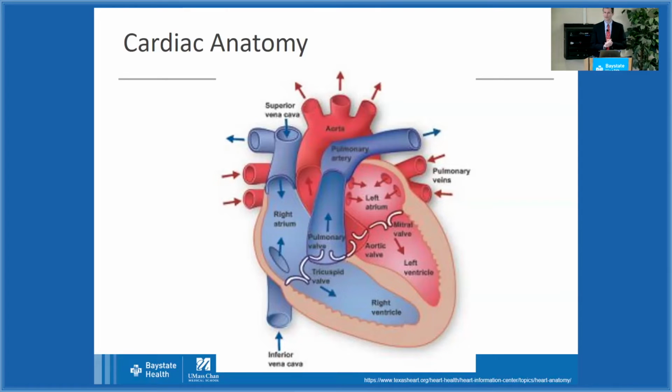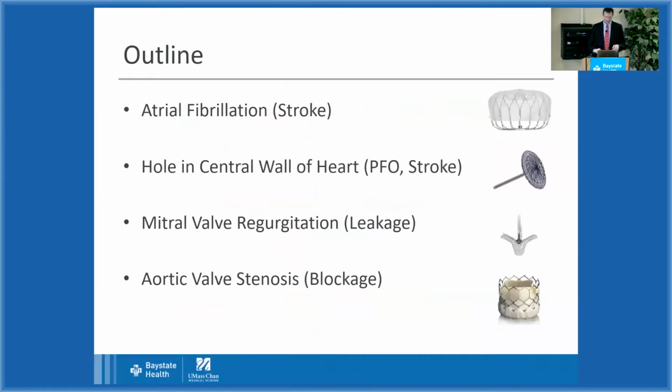So things that can go wrong are there can be dysfunction of the chambers, there can be dysfunction of the valves, there can be incorrect connections between the chambers, and that's what we'll talk about today. In particular, we're going to talk about 4 procedures and 4 types of pathology or dysfunction. First, we're going to speak about atrial fibrillation. That's an abnormal heart rhythm that can be associated with stroke. And we're going to talk about a minimally invasive way to prevent stroke from atrial fibrillation.